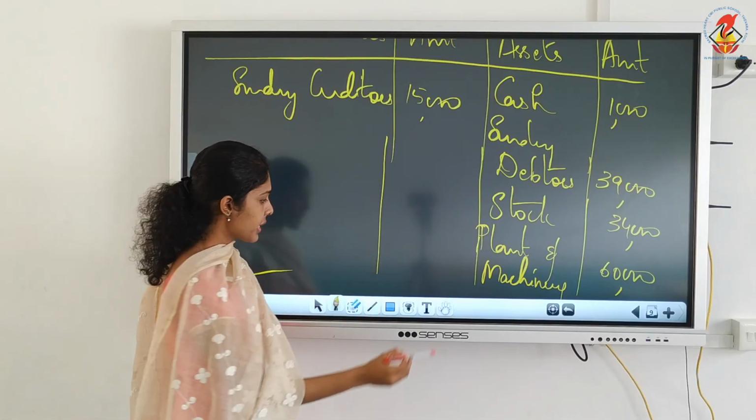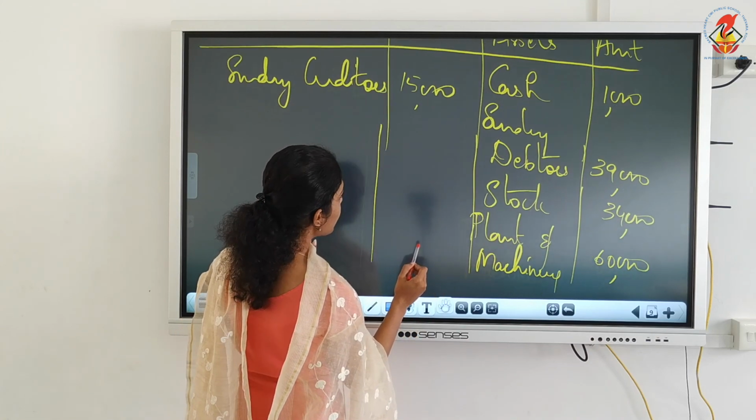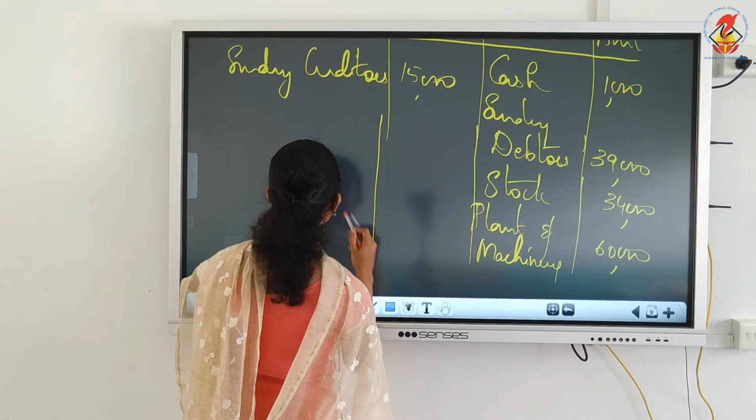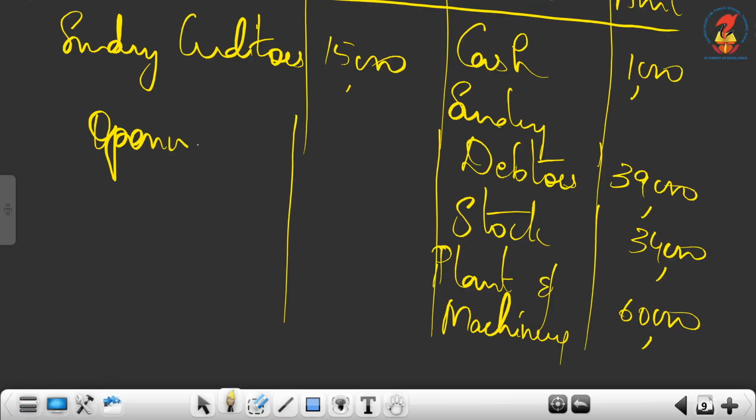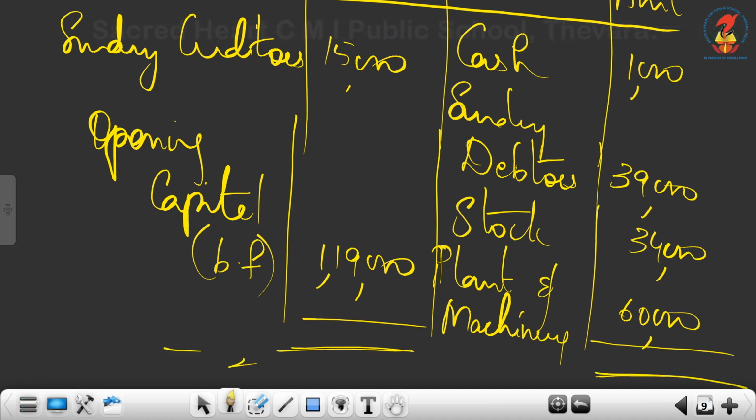Yes. So, now we can compute the balancing figure, which we will write as the opening capital. So, opening capital, the balancing figure is 1,19,000. The totals are 1,34,000.